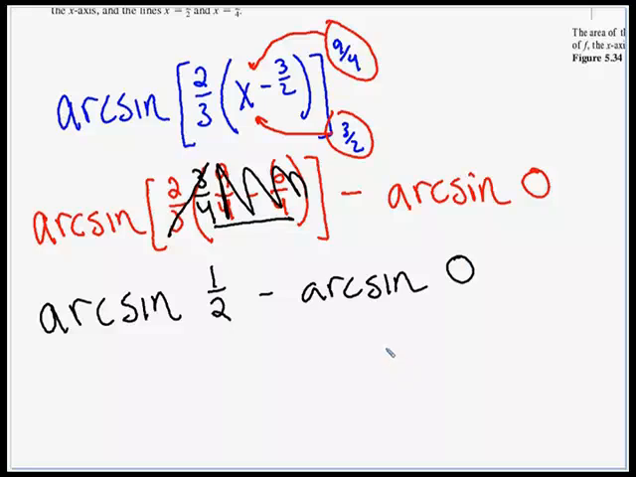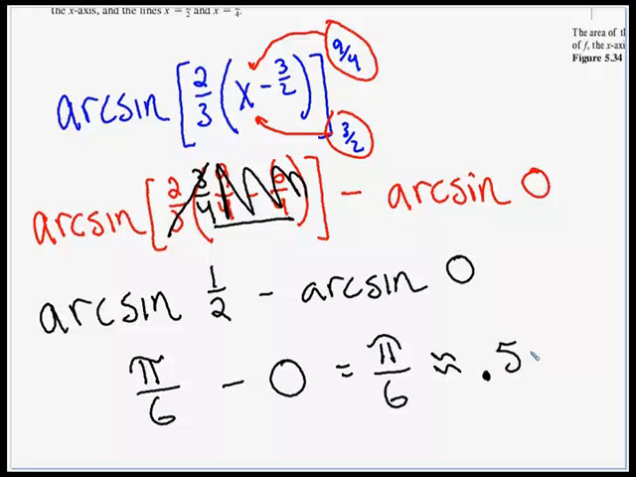Think back to the unit circle. The sine of what angle gives us a value of 1/2? Well, that's pi/6. Minus, what is the arcsine of 0? Well, that's 0. So we get pi/6, which is approximately 0.524.